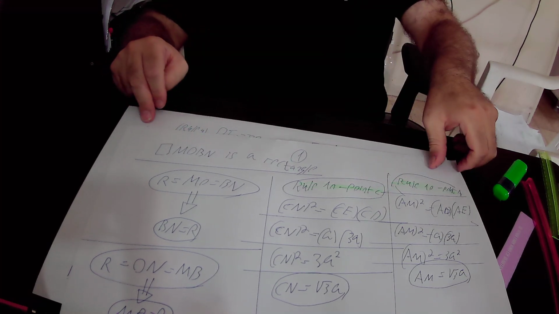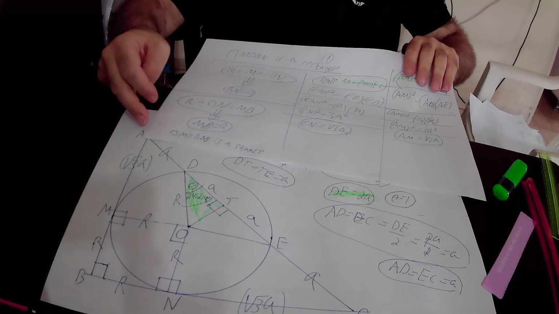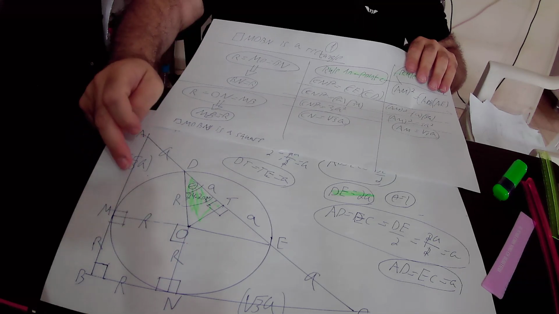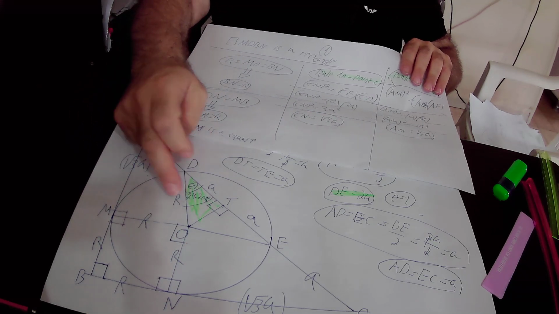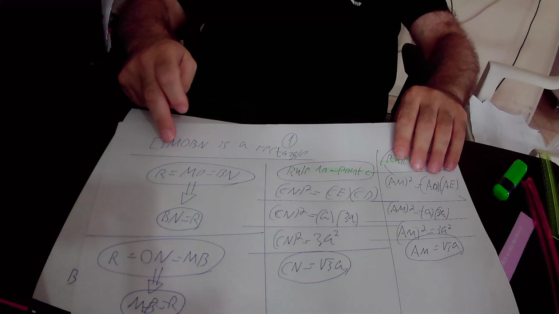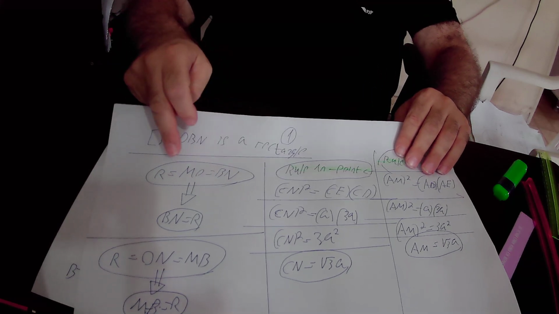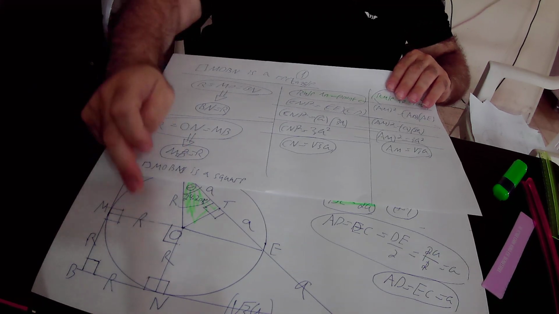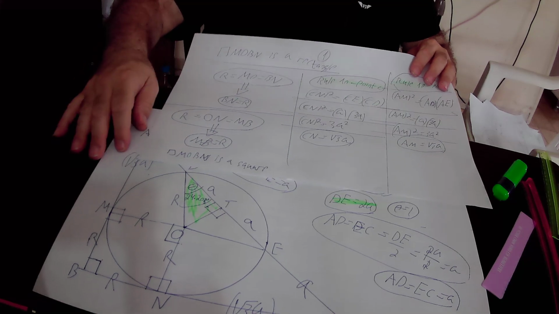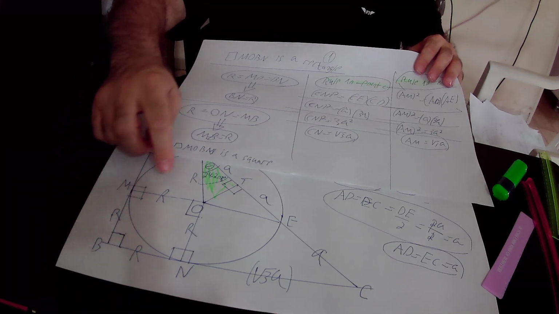We know that the opposite sides of a rectangle are equal to each other, that is to say MO equals BN. But we already found out that MO equals R. So from this equation R equals MO equals BN, we derive that BN is also equal to R. Likewise, according to the same rule, we get that MB equals ON.